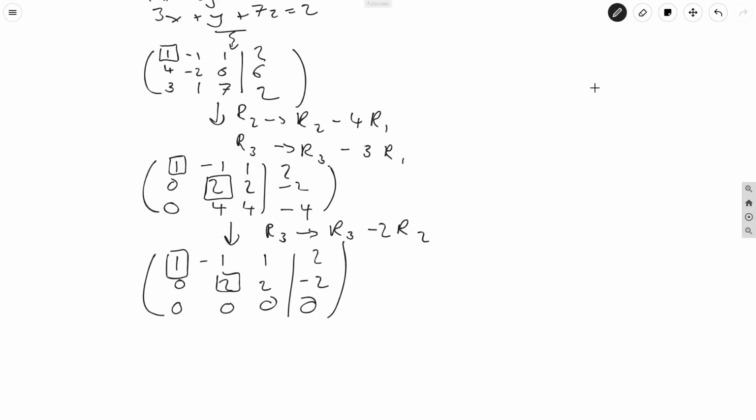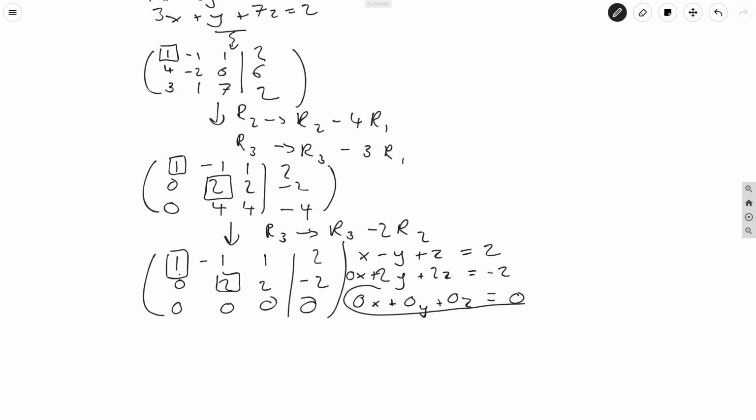So this last equation isn't actually a contradiction. If we look at these equations, the first equation is x minus y plus z is equal to 2. The second equation is 2y plus 2z is equal to minus 2. And this last line says 0x plus 0y plus 0z is equal to 0. And maybe we could say there's a 0x in the second equation as well.